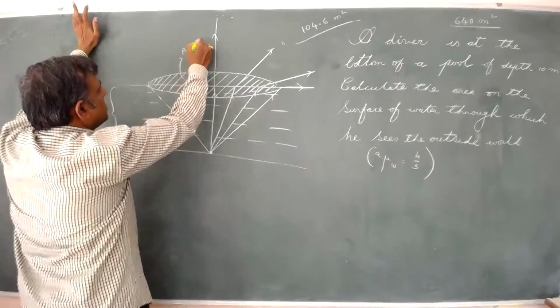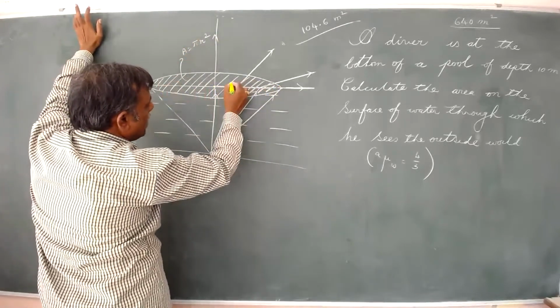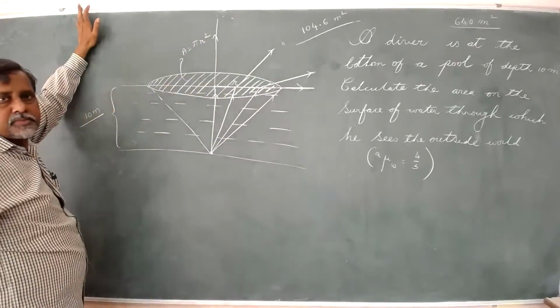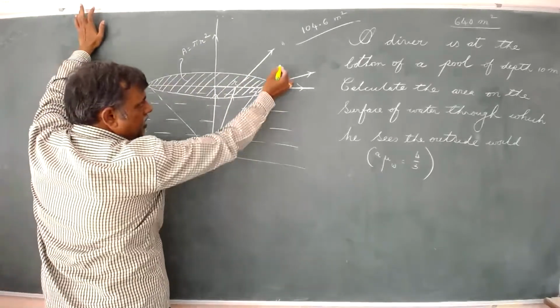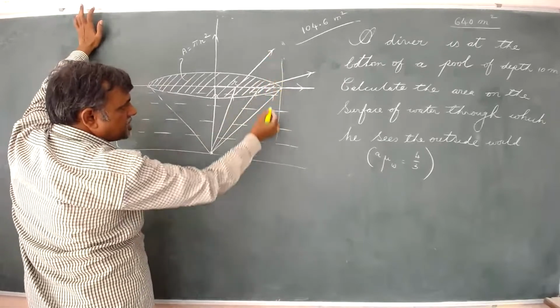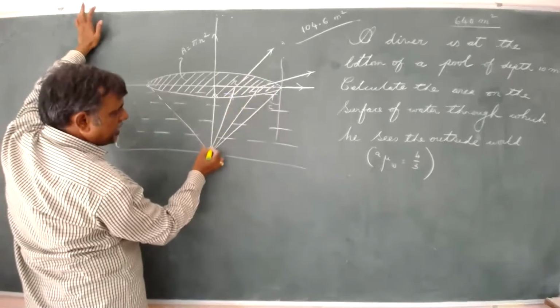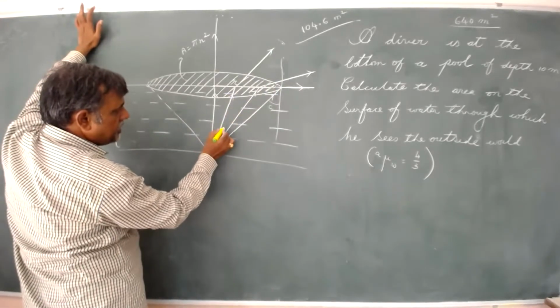A is equal to pi r square. So r we need to find out. For this circular portion, this becomes r. Right? Now, what do we call this? If at all you take this, this becomes a critical angle. When this is a critical angle, what about this angle?